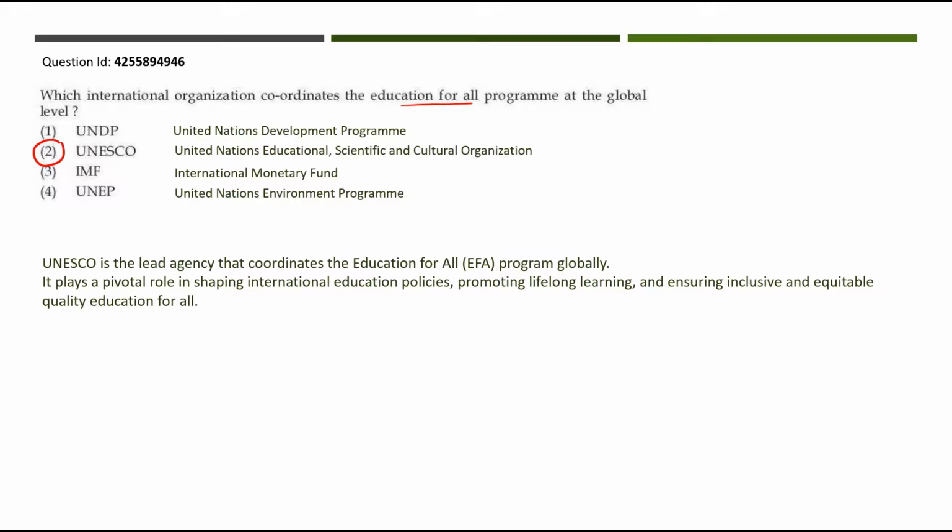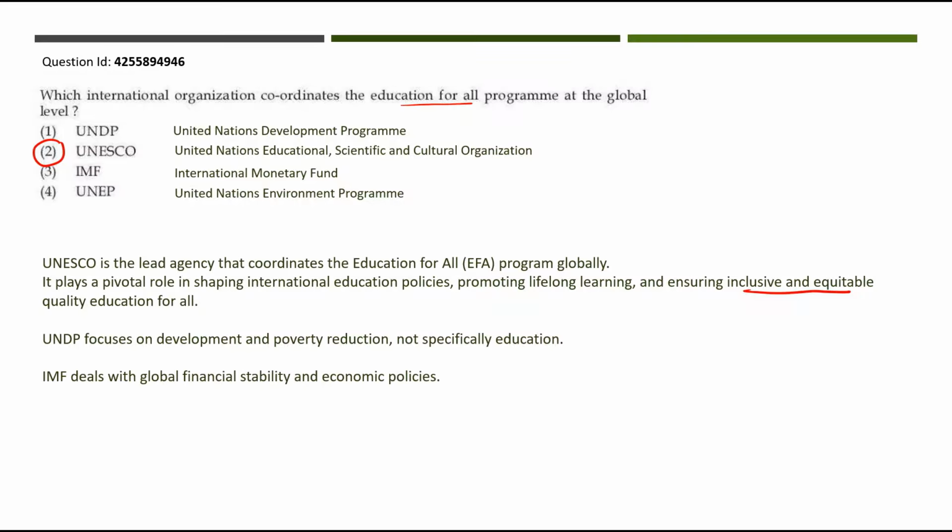UNESCO is the lead agency that coordinates the Education for All program globally. It plays a pivotal role in shaping international education policies, promoting lifelong learning, and ensuring inclusive and equitable quality education for all. What about UNDP, IMF and UNEP? What do they do? UNDP focuses on development and poverty reduction, not specifically education. So it's a development program organization. IMF deals with global financial stability and economic policies. The name itself has monetary fund. What about the environment program? It is dedicated to environmental issues.